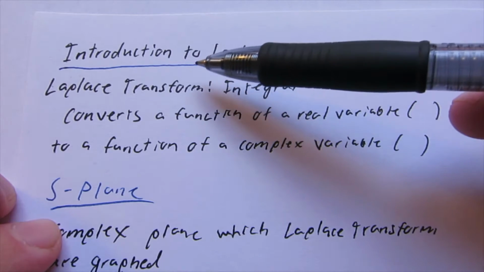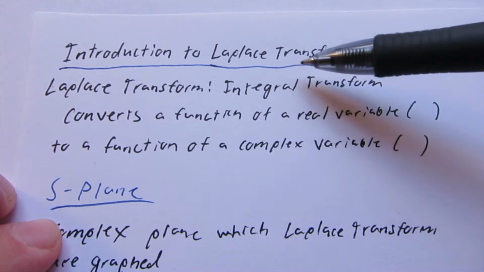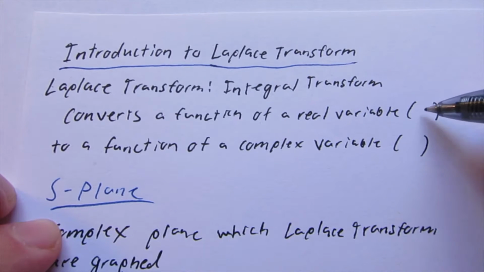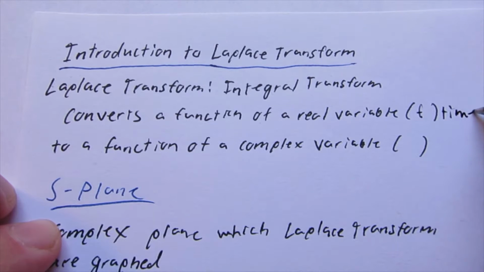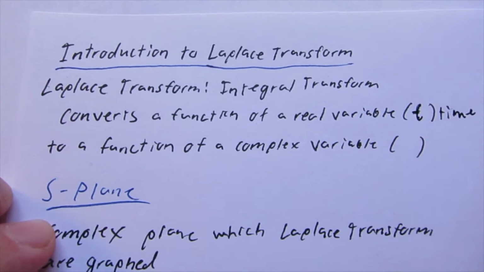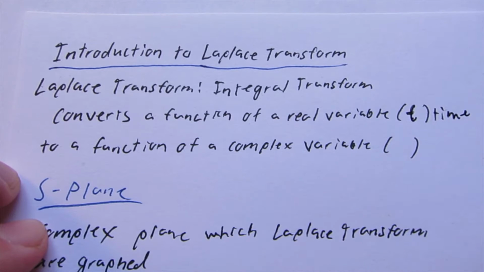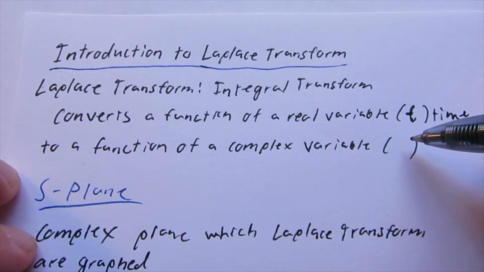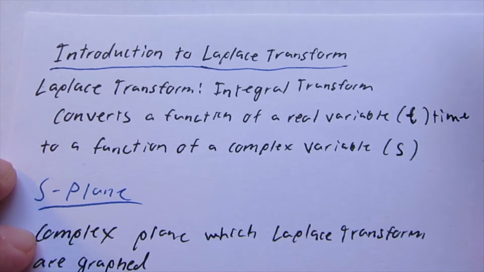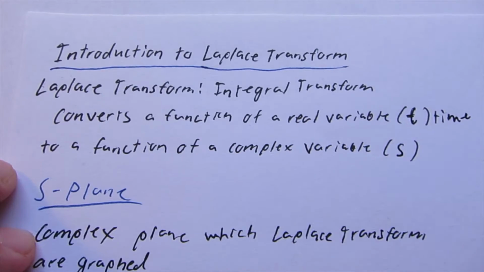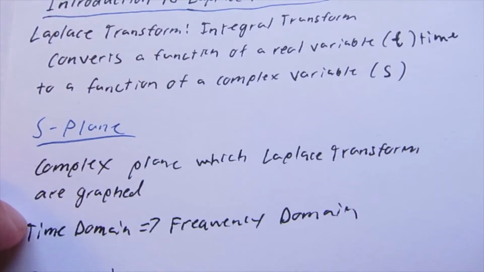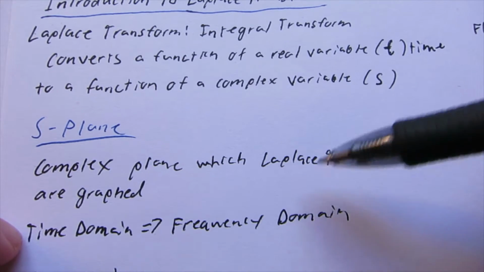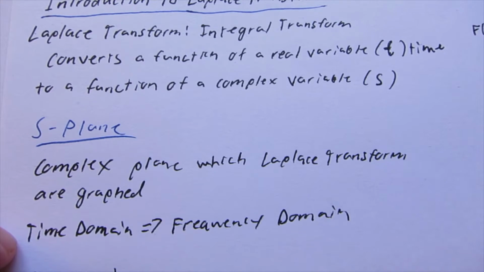So the Laplace transform is an integral transform. It converts a function of a real variable like t, which is time. So it's a real variable, right? Time is a real thing, time goes on, to a function of a complex variable like s. So you'll see s a lot of times, and it's kind of confusing to start, but it's just another variable you can use that represents this S-plane, which is a complex plane in which Laplace transforms are graphed.